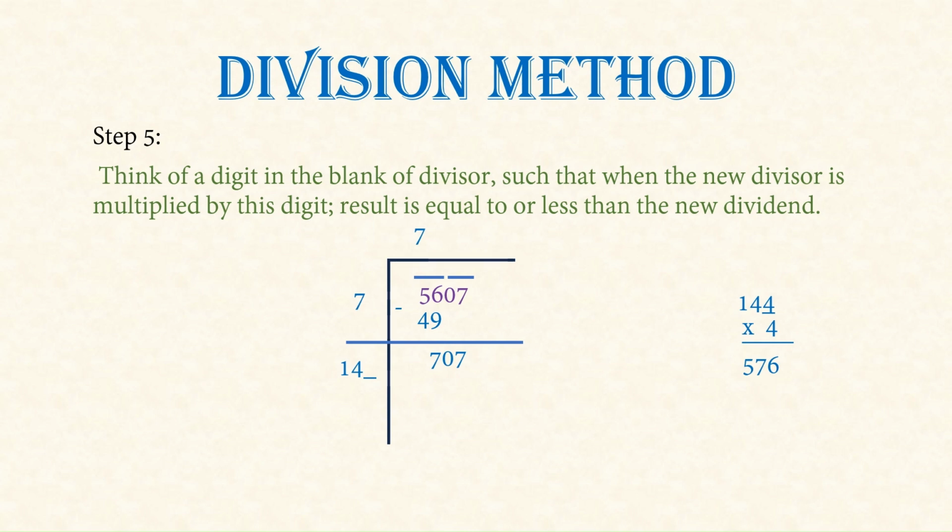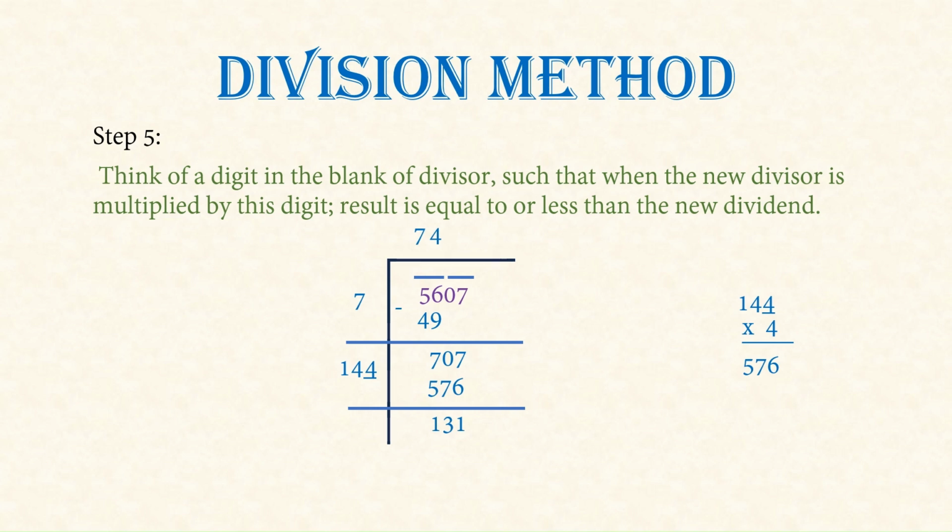576 is less than 707. So we'll try with the next number also. Place the next number in the blank, meaning in place of 4 after 14 we'll keep 5. That makes 145 into 5. The result is 725, which is more than the new dividend. So we'll use 4 itself here. Place 4 in the divisor and even in the quotient place and write the result here, 576. On subtracting we'll get 131.